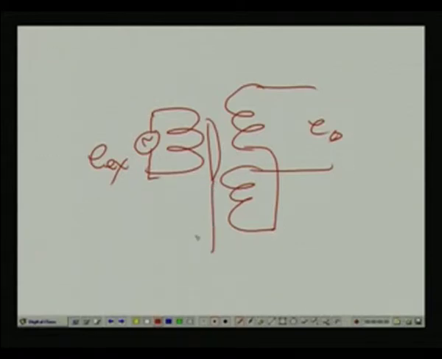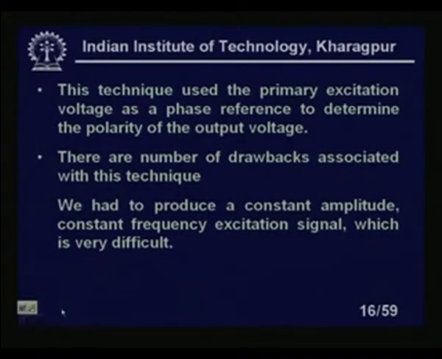So I will get some ambiguity, but that is not possible in this particular chip, because they are using a ratiometric principle. So it does not matter if the input voltage frequency falls or rises, the output voltage will automatically be independent of that. I do not need a constant amplitude, constant frequency signal. Though it is internally generated, if for some reason the amplitude falls, it does not matter.